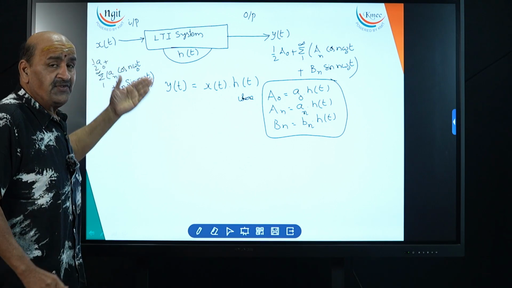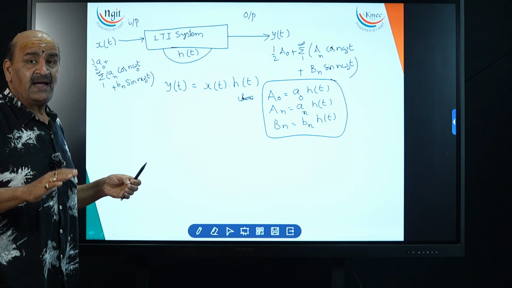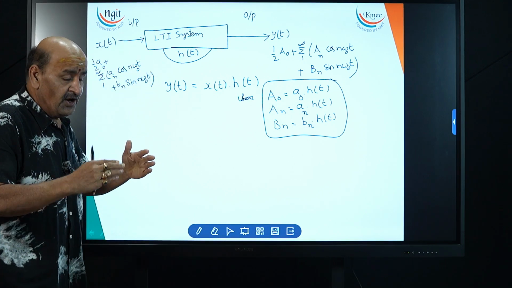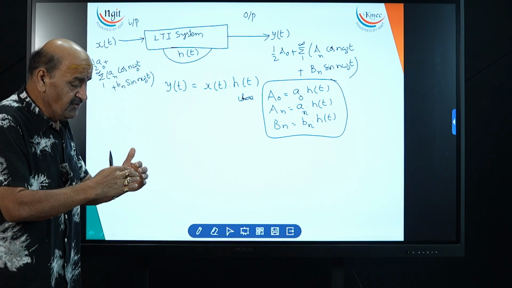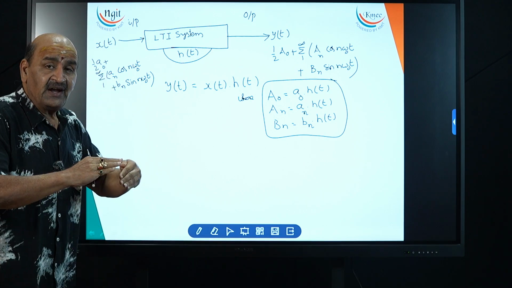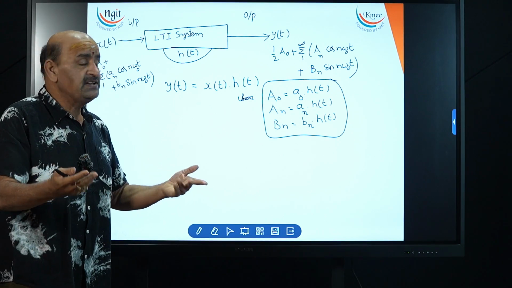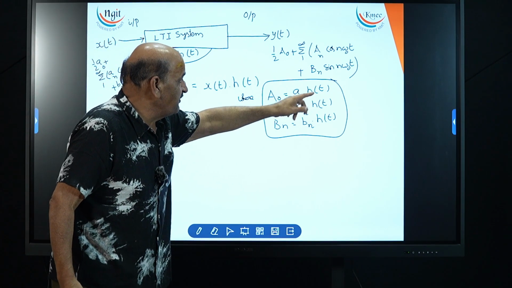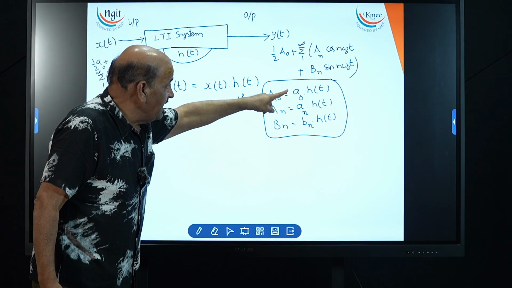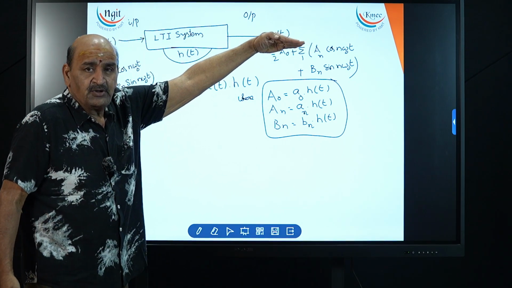Because the Fourier series is being transformed through a particular linear time invariant system, the previous coefficient undergoes change with the present frequency of the system. Then small a naught is converted into uppercase a naught. What is it? Previous a naught into h of t. All these h of t's are system responses, because a naught, a n, b n are being transferred through the system.